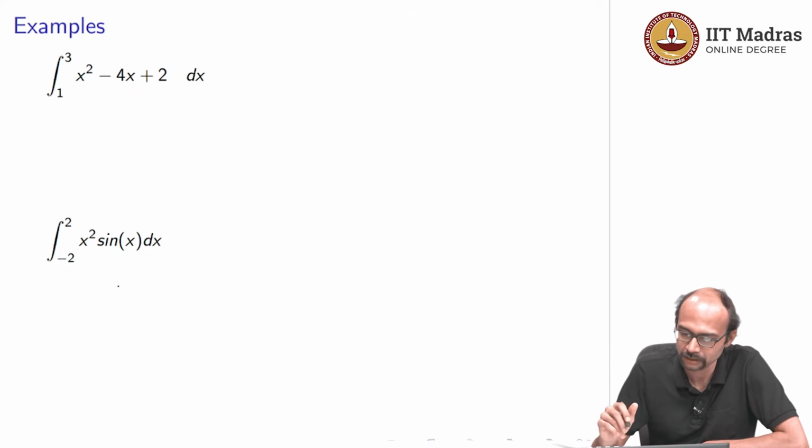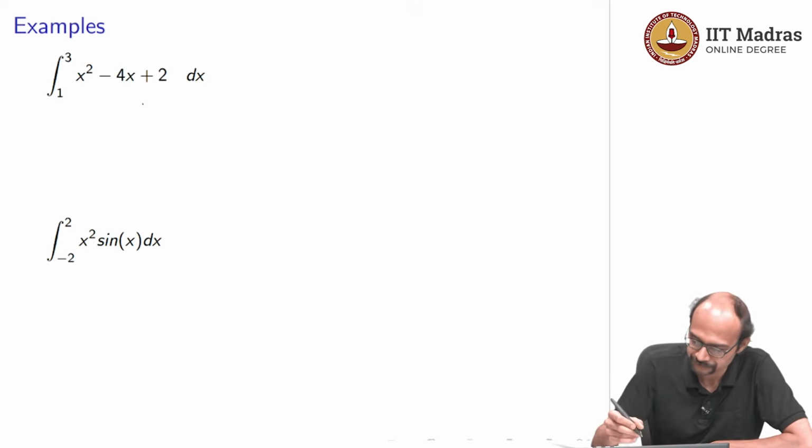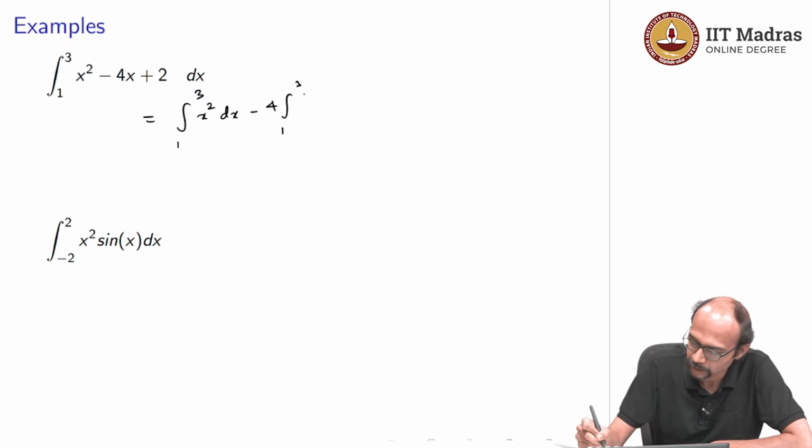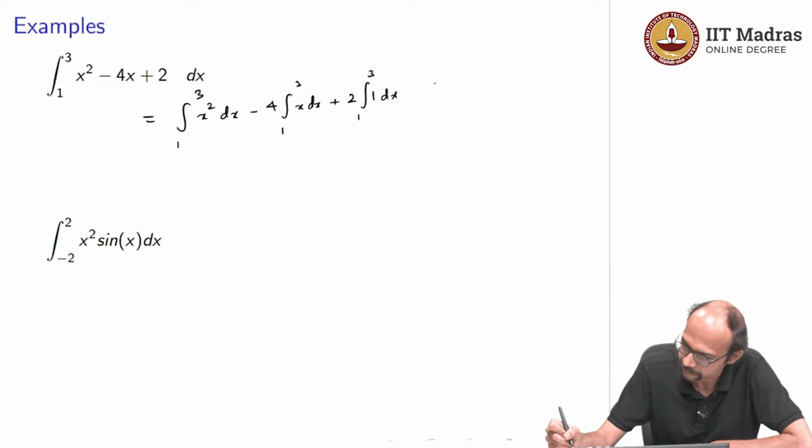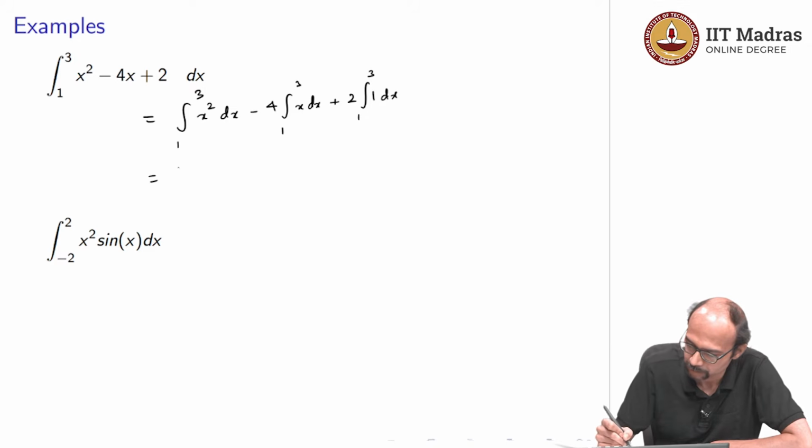So, here is the integral from 1 to 3 of x squared minus 4x plus 2 dx. So, I can break this up as integral 1 to 3 x squared dx minus 4 times integral 1 to 3 x dx plus 2 times integral 1 to 3 1 dx, right. And then I can compute this because I know for each of these how to get the antiderivative.